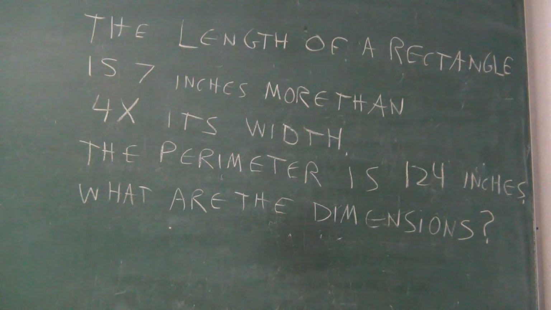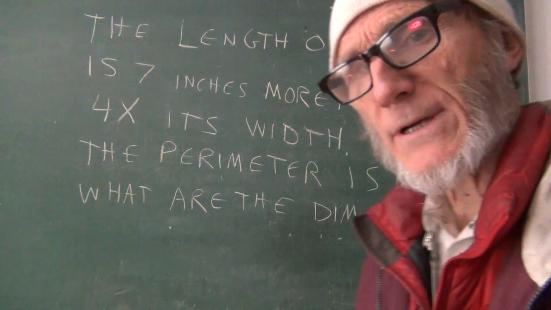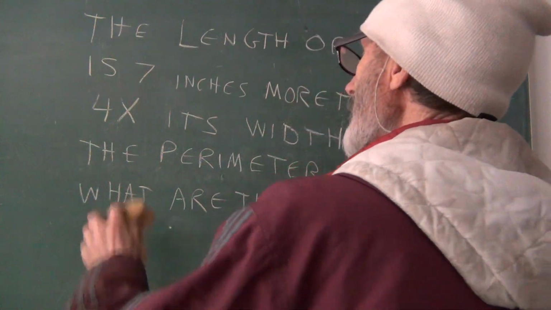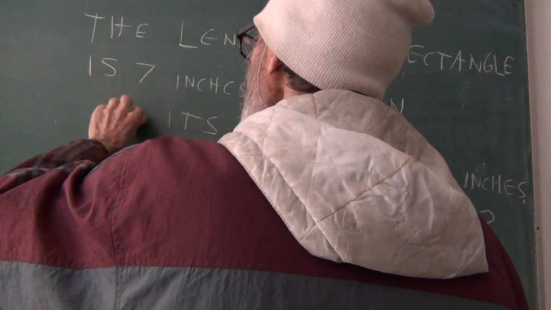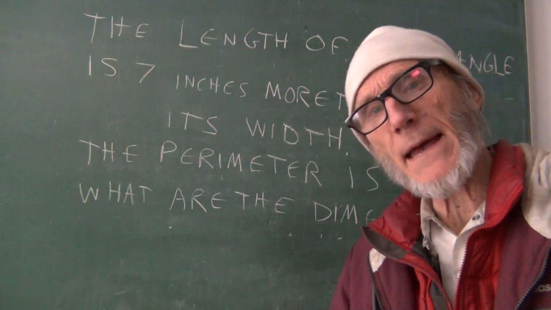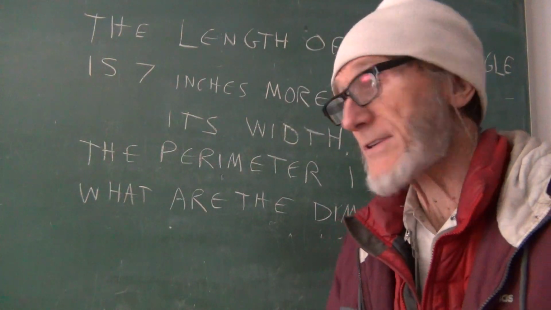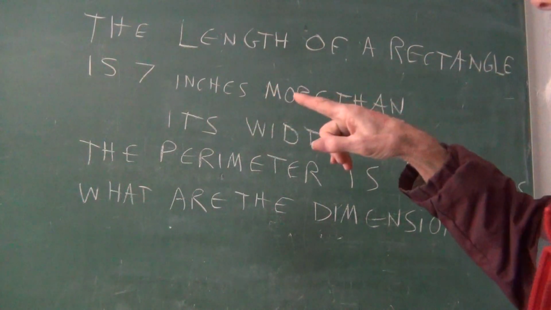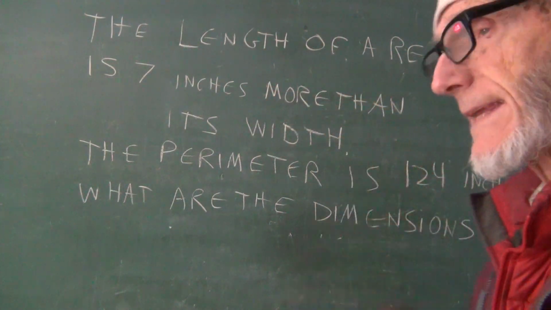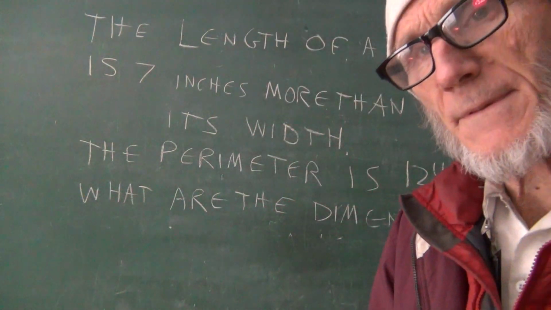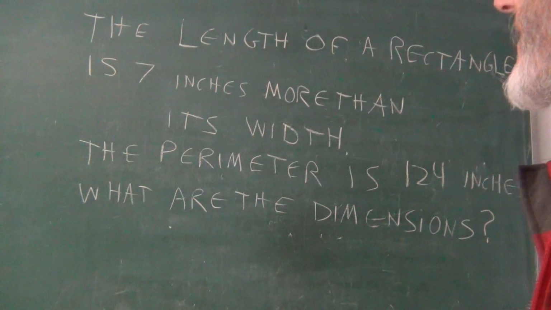Well, let's work up to this slowly, okay? So the first thing is, let's get rid of the 4 times. So I'd like you to see if you can write a mathematical sentence, an equation, that says we have a rectangle. The length of a rectangle is 7 inches more than its width. Okay? Stop the video and write that down.